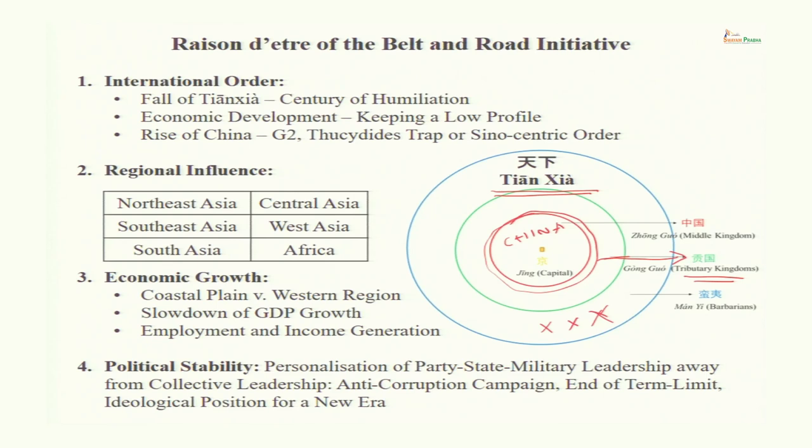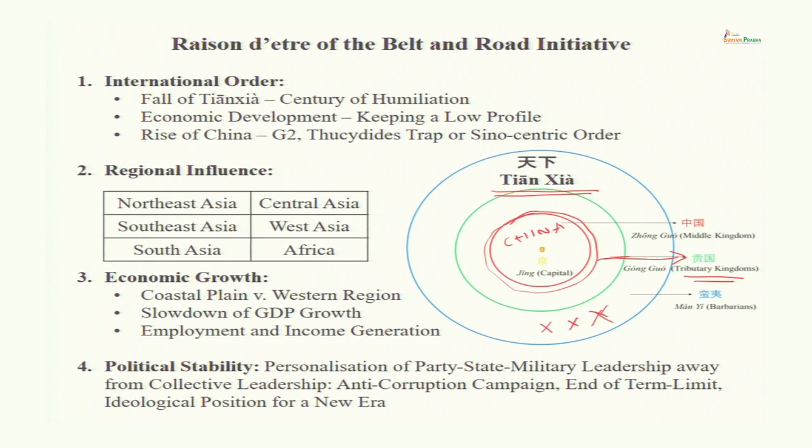The other option is the Thucydides trap. So, America is the existing hegemon, China is the rising power. So, according to Thucydides, the existing hegemon is threatened by a rising power, and so there is bound to be a war between them. So, this will lead to a war, and whoever will be successful would be the new hegemon. This is known as the Thucydides trap.